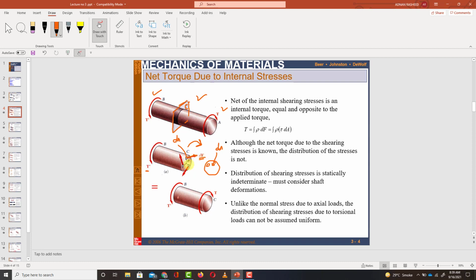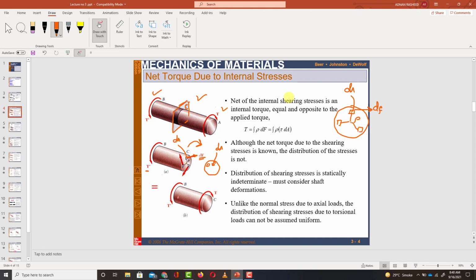Clear? And this area is at a distance of rho from this center point. So if I draw it in a zoomed mode, this is the center, and for example, this is a differential area dA. Clear? And a shear force dF is applied on that small incremental area. Similarly, this is another area, and all are at a distance of rho.